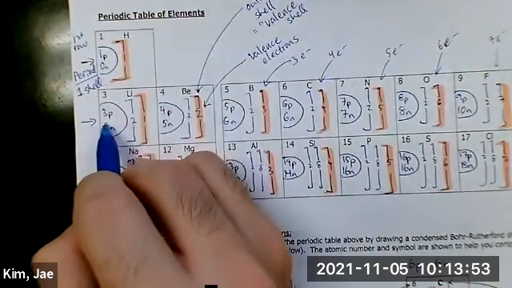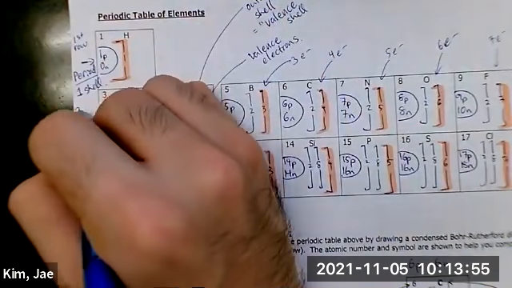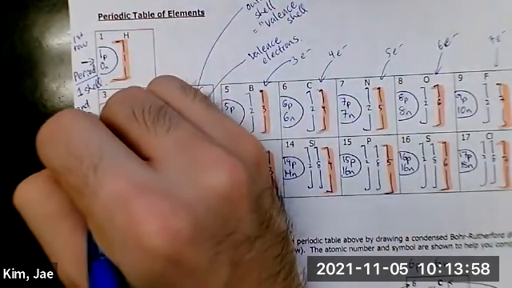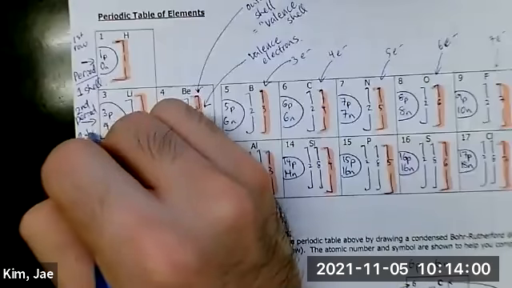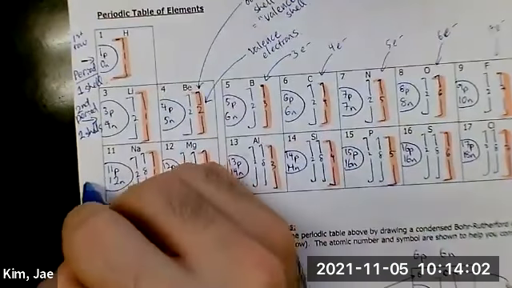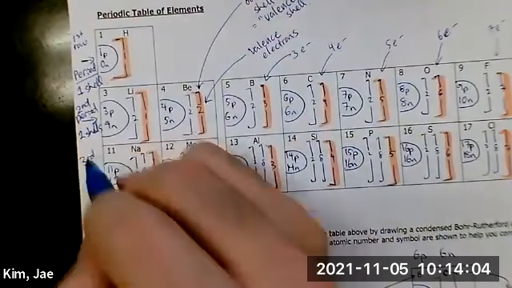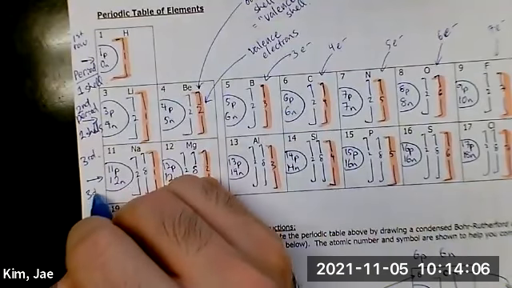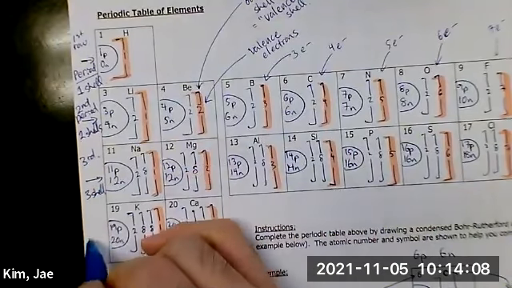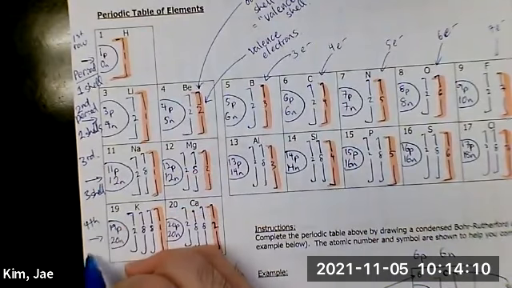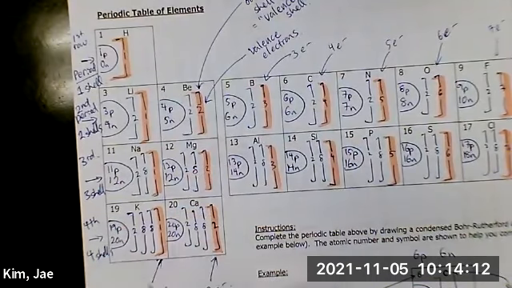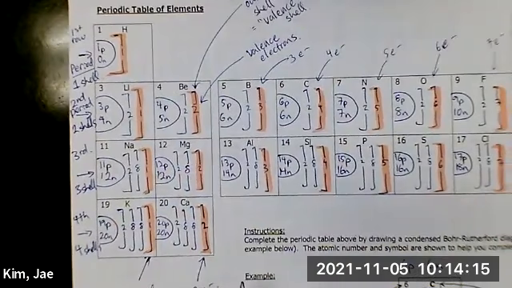This is the second period. It has two shells. This is the third period, therefore 3 shells. This is the fourth period, and therefore 4 shells. I think you get the point.